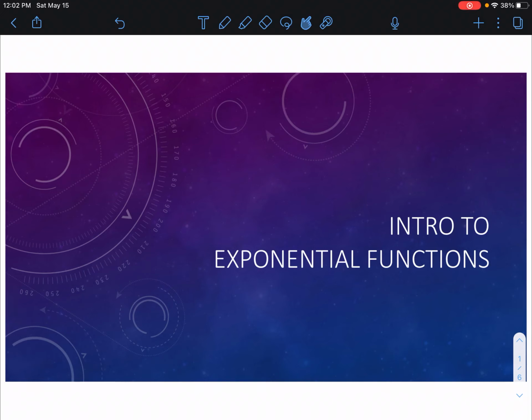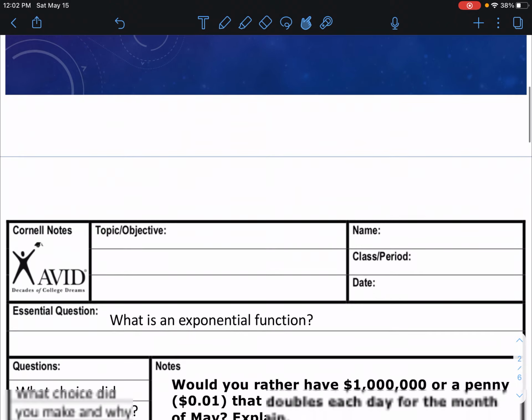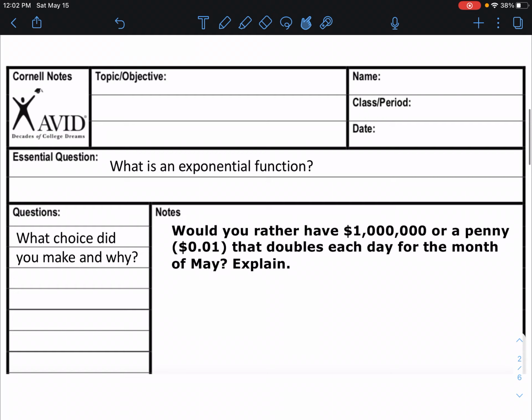All right, so our activity that we did kind of introduced us to exponential functions. Let's take a look. So what is an exponential function? You were given this problem. Would you rather have $1 million or a penny that doubles each day for the month of May?